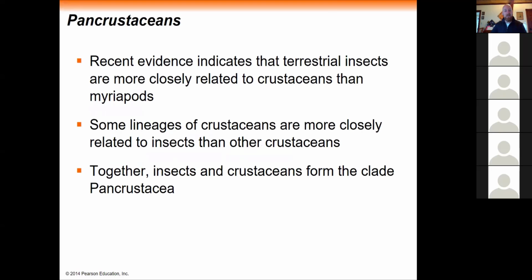Everybody hates the poor house centipedes. Come on. I actually did too for a long time till I learned about their ecology. I'm like, you stay in the basement and we're cool. They are horrifying. So the last group is the pancrustaceans. Everybody's like hating on the house centipedes right now. Quit it.